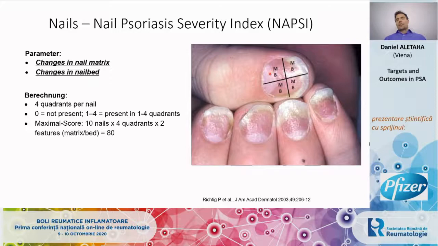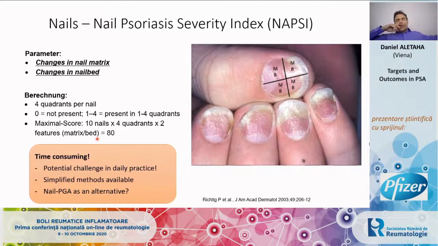assessment of the matrix and the bed, and you can assess for each of them on a 0 to 4 scale for each nail whether changes are present or not present, and if you have it not present in any of the quadrants, you have 0, and if you have changes of the matrix in all 4 quadrants, you have a 4, and if you have changes in matrix and the bed in all 4 quadrants, you have 8. So the maximal score is really 10 nails times 4 quadrants times 2 features, matrix and bed, which is 80. So of course this is not so easy to do in clinical practice, although many of the colleagues do it.